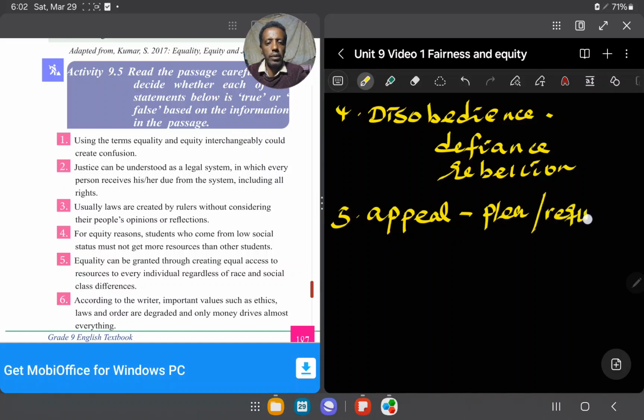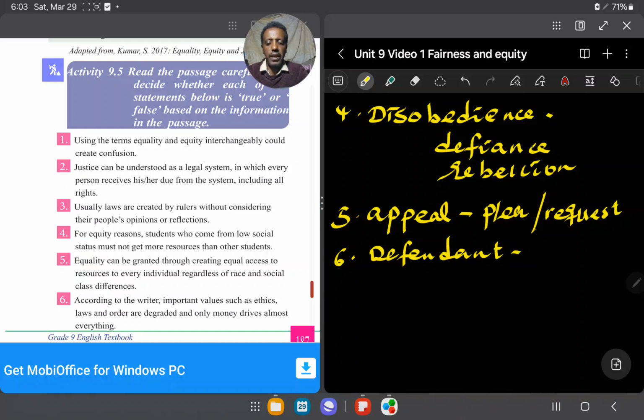Request to change decision, in letter form. Orally you can present for something. Defendant. Number 6, defendant. What does defendant mean?